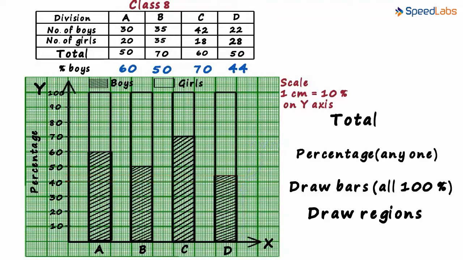The main takeaway is, even though the total number of students in each class is different, the lengths of the bars remain the same.